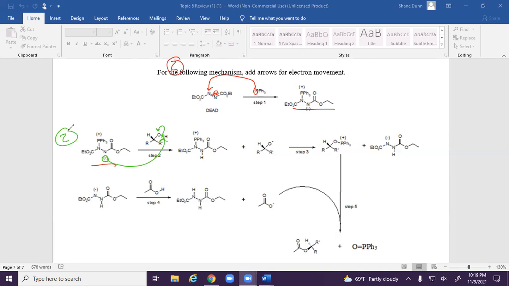Let's use pink. Over here, we have step 3. So what happens in step 3 is this bond breaks, nitrogen gets the electrons, and the electrons here bond to this PPh3 to give you that. So 2 are there.